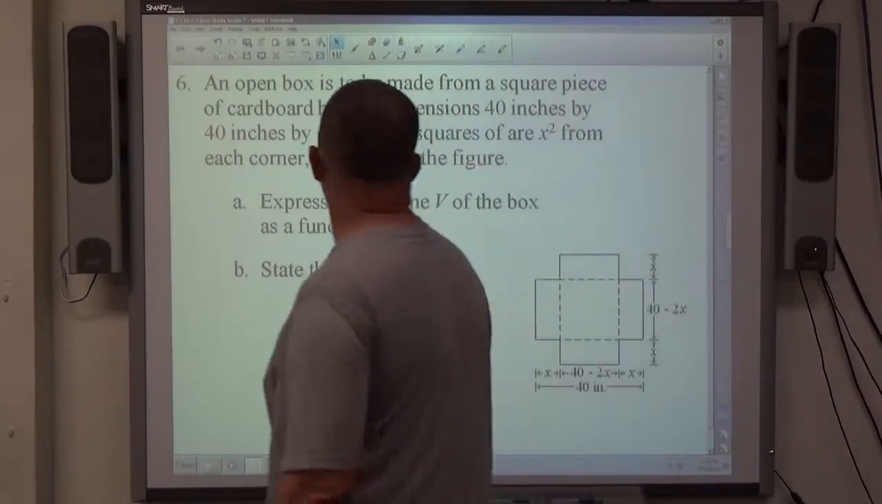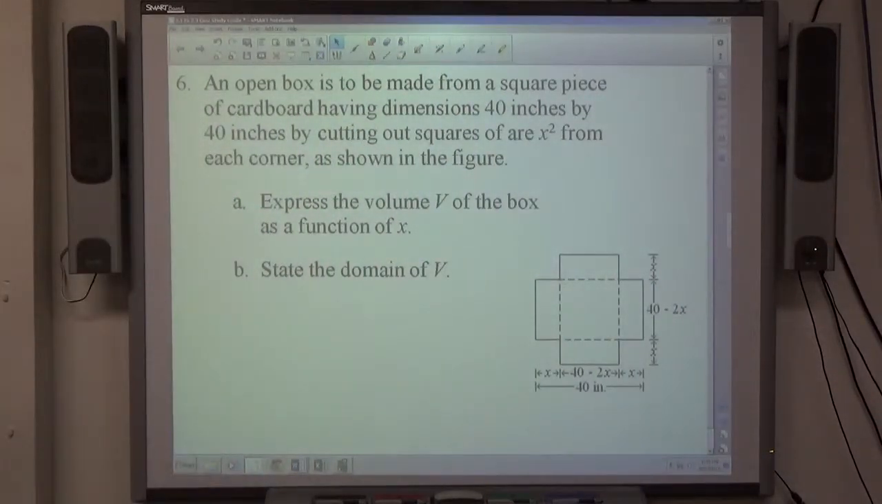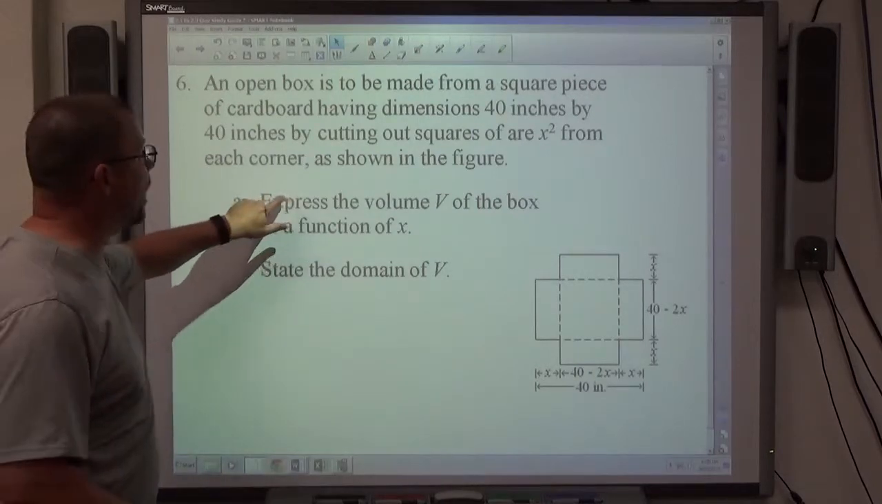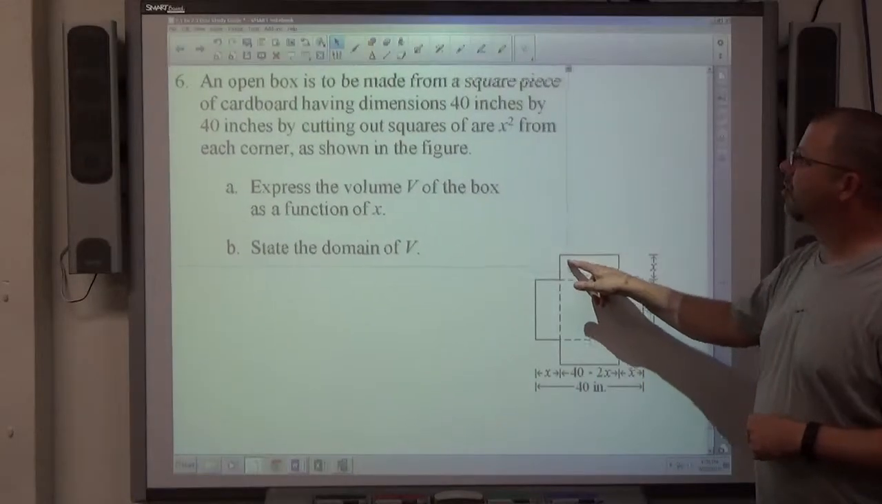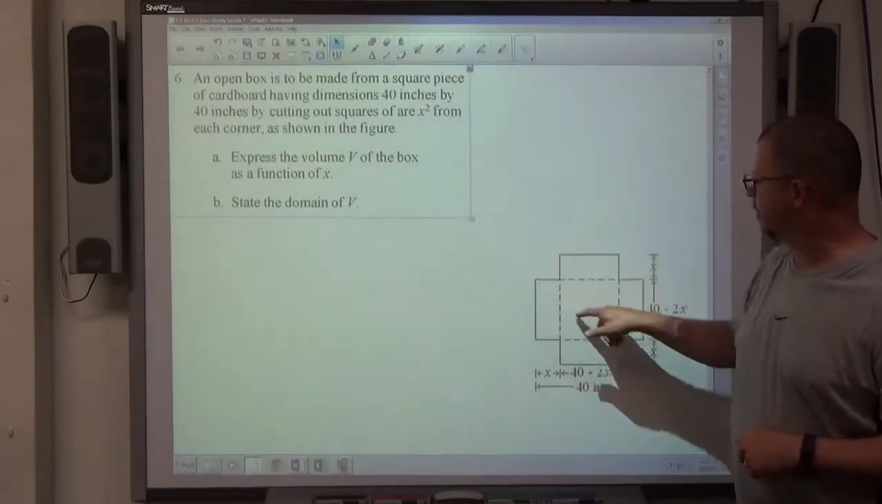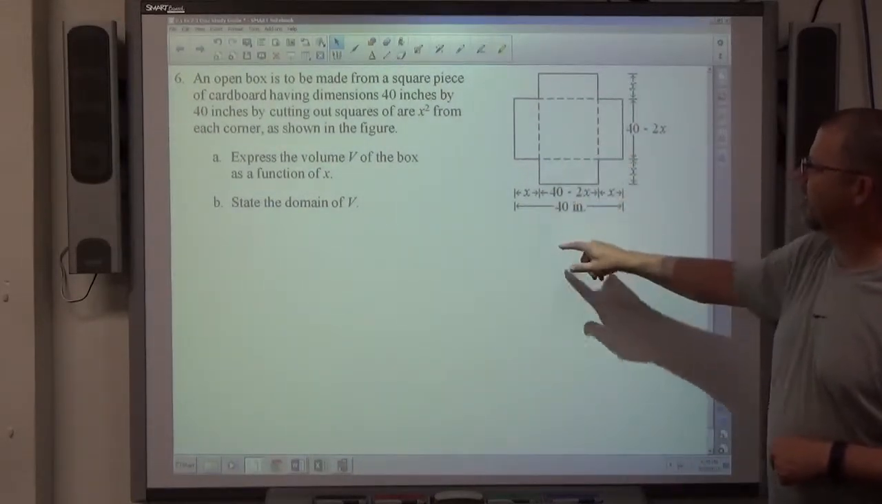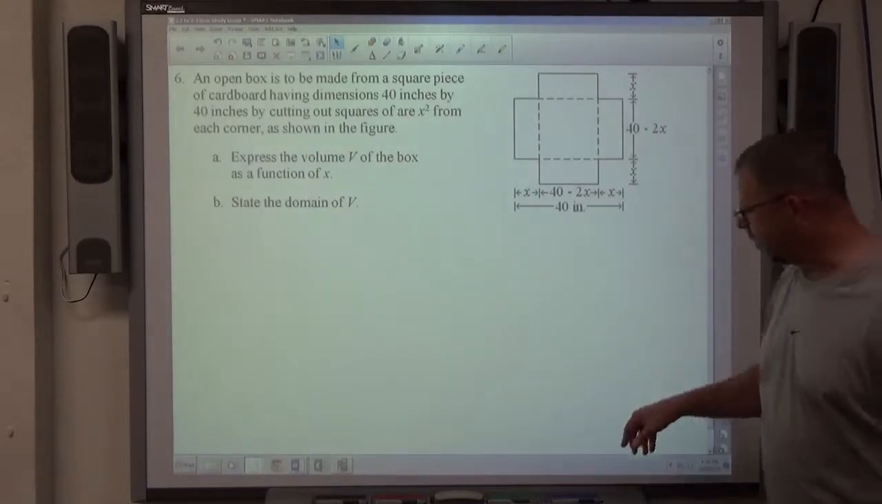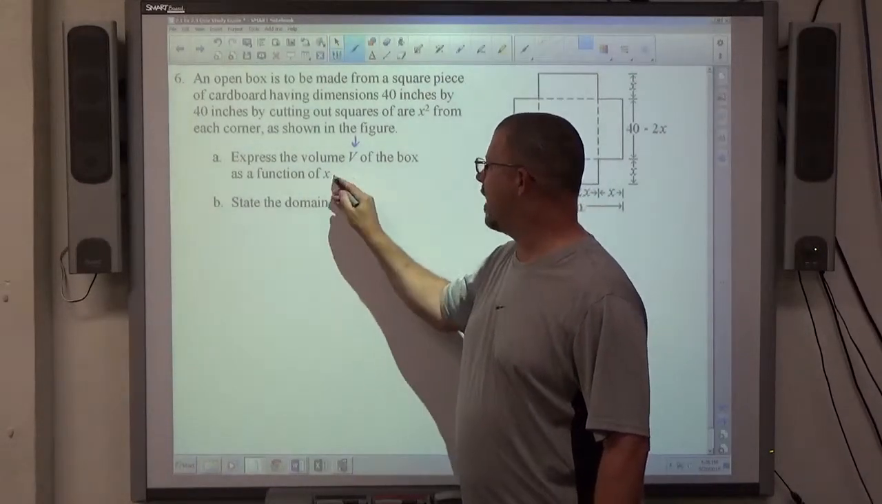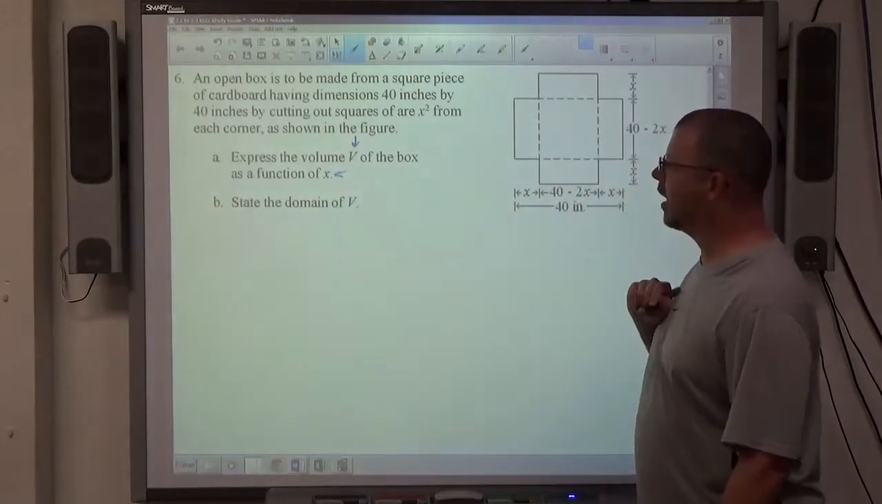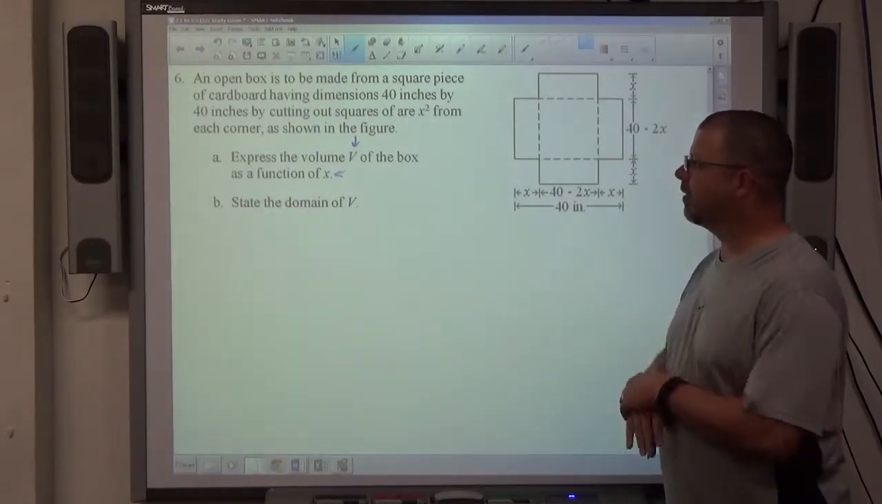Number 6, an open box is to be made from a square piece of cardboard having dimensions 40 inches by 40 inches by cutting out squares of area, I should say area, x squared, from each corner, as shown in the figure. Express the volume of the box as a function of x, and then state the domain of v. All right, so we're going to create a v function in terms of x, x being how much we're folding up, and then we're going to state the domain of v.